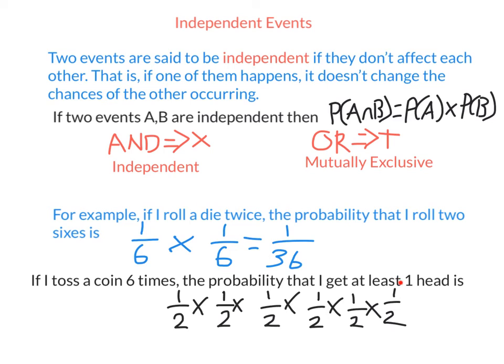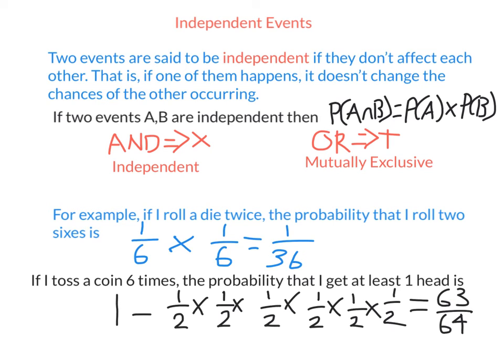So, how do I figure out the probability I get at least one head? Well, I can use complementary events. This is the probability I get no heads. The probability I get at least one head is just 1 minus that. Because at least one head and no heads are complementary events. So not getting at least one head is the same as getting no heads. So I could put this straight on my calculator and I would actually get 63 over 64. That's the probability I get at least one head. So it's very close to 1. It's very, very likely I'll get at least one head.